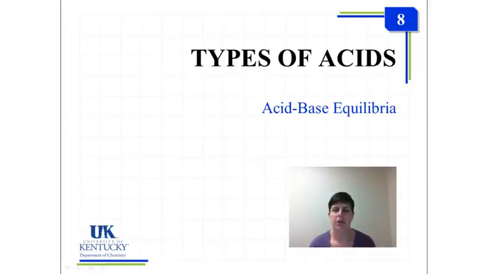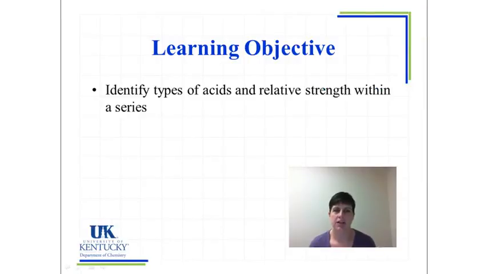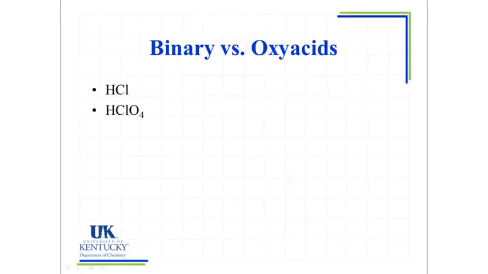In this module, we will be looking at various types of acids, including binary and oxyacids. Our objective is to be able to identify different types of acids, as well as to look at periodic trends that determine the relative strengths of those acids. The first thing we want to distinguish between are binary versus oxyacids.